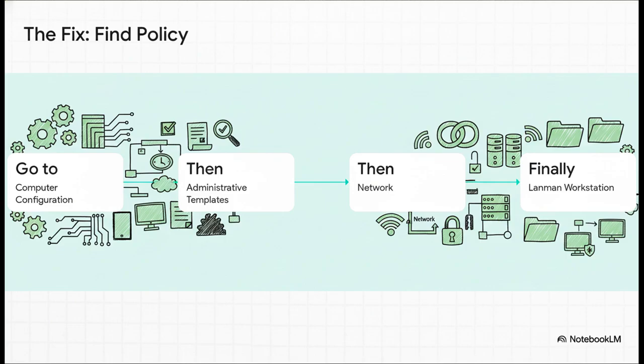Okay, once you're inside the editor, you've got to follow a pretty specific path. But don't worry, we've laid it all out right here. In that left-hand panel, you're just going to click your way through. Computer Configuration, then Administrative Templates, then Network, and finally, click on Lanman Workstation.